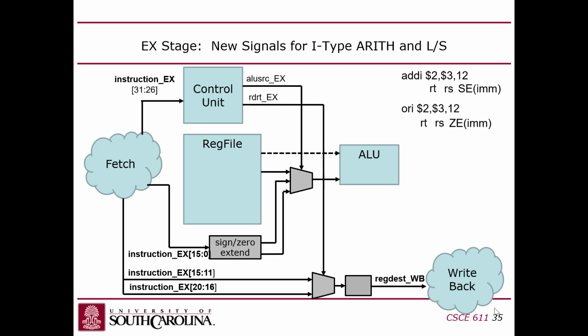Well, one, the destination register is RT instead of RD, right? So you have to add a mux for that, to select between RD and RT for your write address. Why in the world did they not just make the destination 20 down to 16 for all instructions, or at least the R-type and the I-type, because then you wouldn't need that mux?